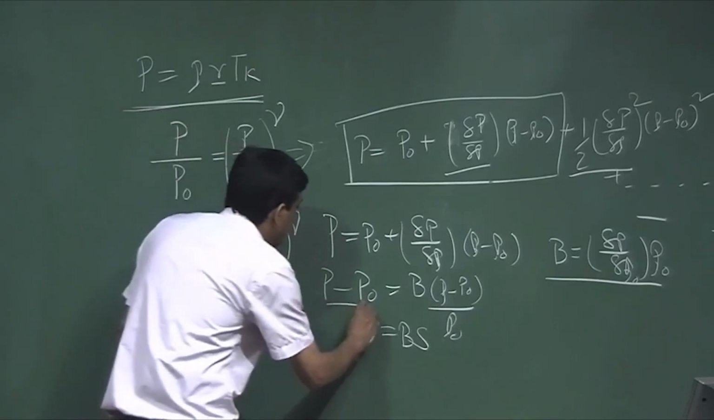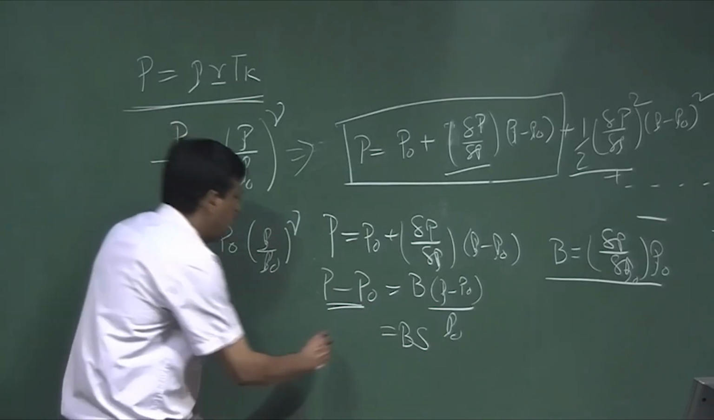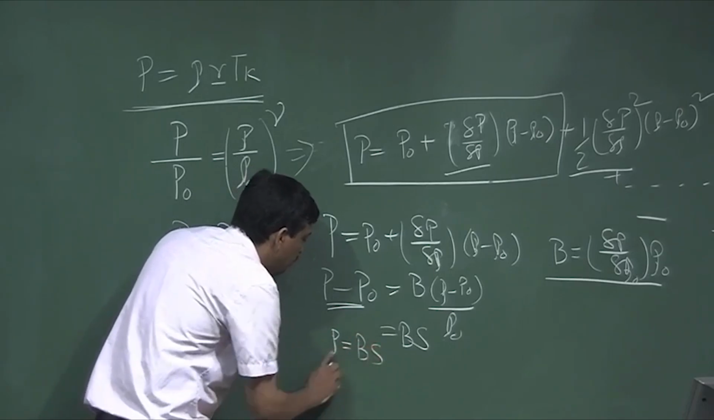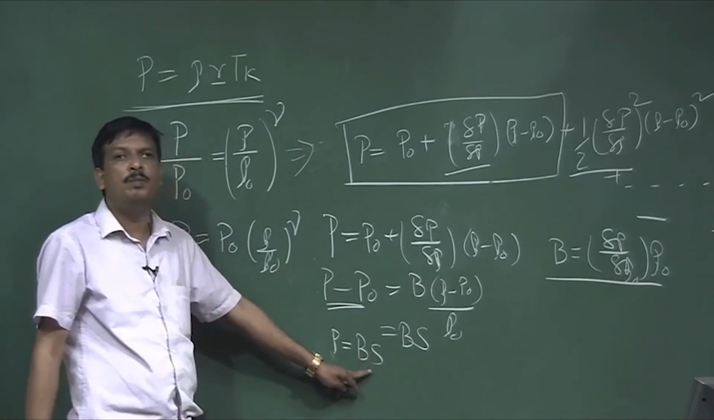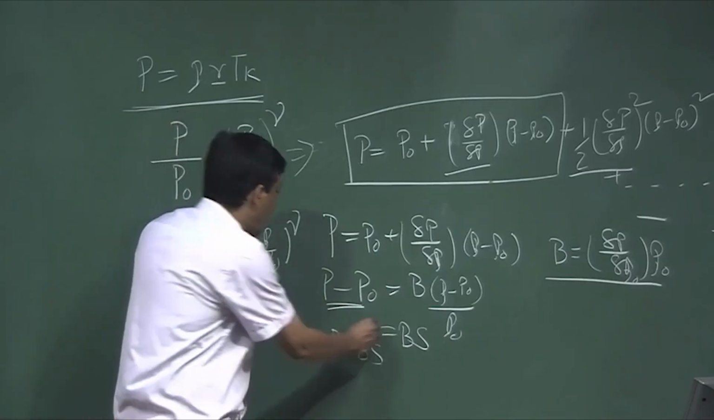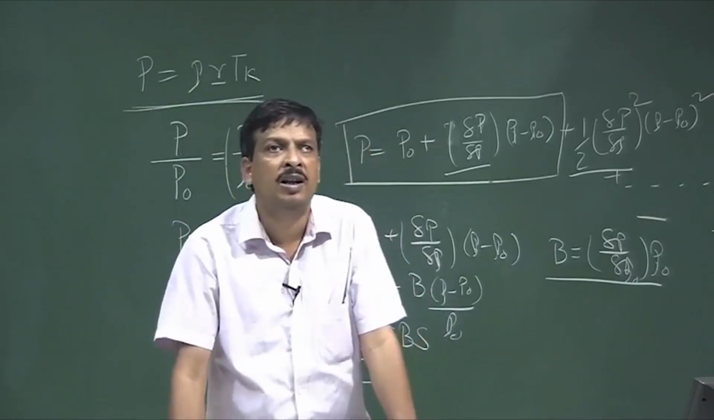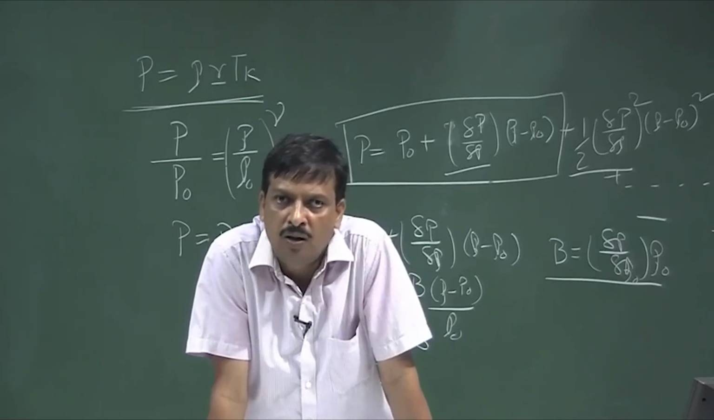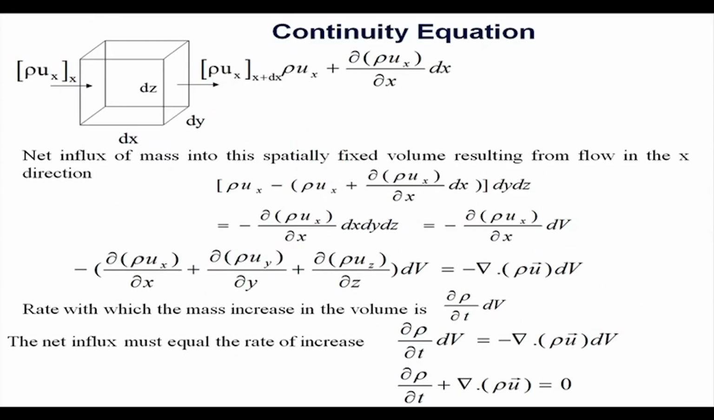So P minus P0, what is P minus P0? Total pressure minus equilibrium pressure is nothing but the acoustic pressure, which is small p, equal to B into S. Okay. Small p is equal to B into S, bulk modulus into condensation. So this is the one equation we have derived from the equation of state, that acoustic pressure is equal to bulk modulus multiplied by the condensation. Okay. Now, we go for the continuity equation.